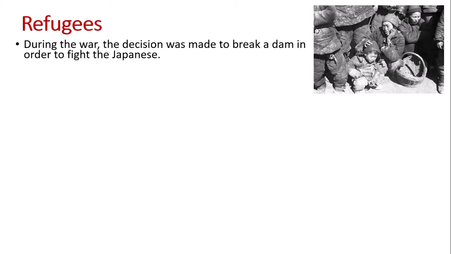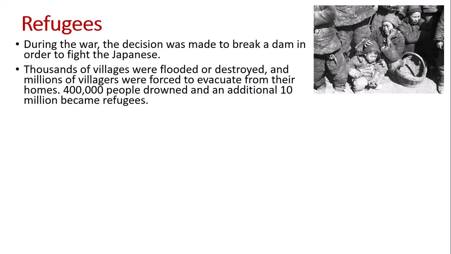During the war, there was a decision made to break some dams. It says a dam, but I believe it was more than one, in order to fight the Japanese. Thousands of Chinese villages were flooded and destroyed. Millions of villagers were forced to evacuate their homes, and over 400,000 people drowned. An additional 10 million became refugees. So you have all of basically China deciding, in order to fight the Japanese, we're going to have to make this decision. And this is never expressed in the novel that this is what happened, but this is what happened in the background. This is why these women are refugees, and sometimes their husbands and children as well.